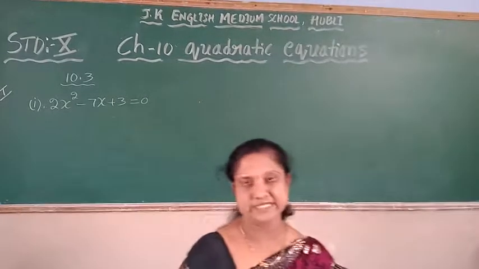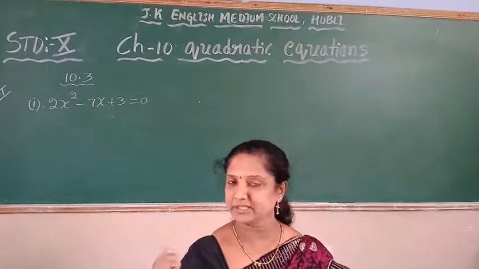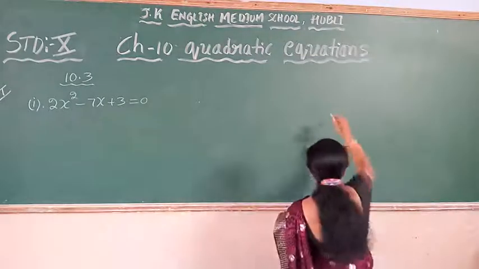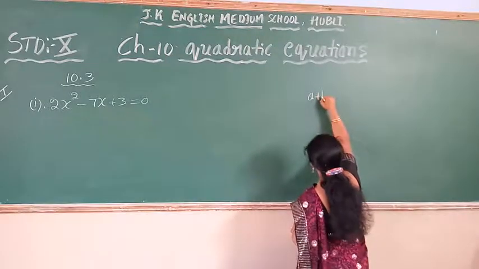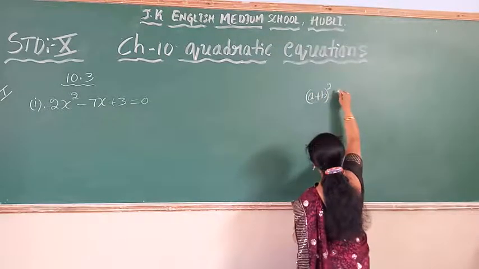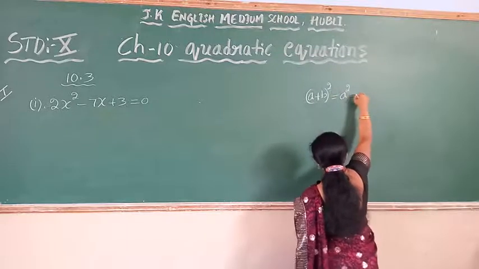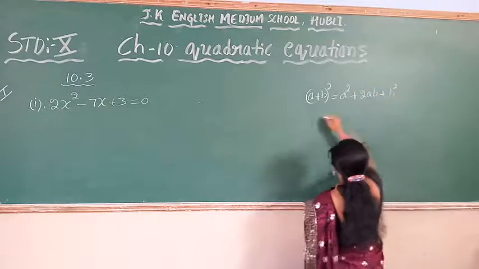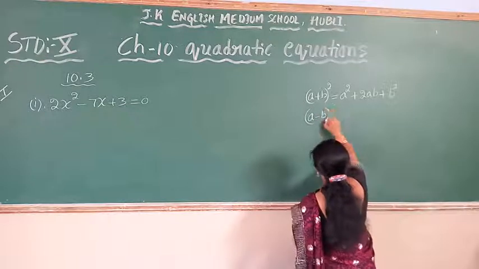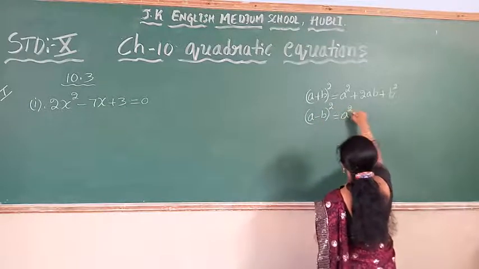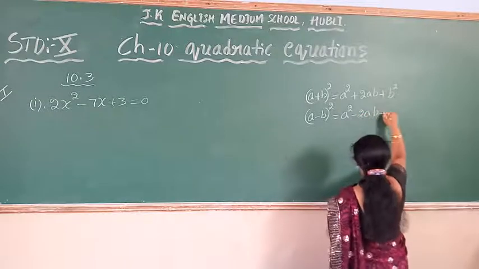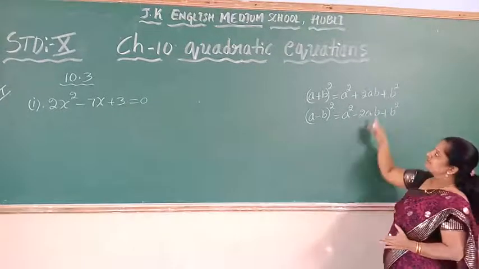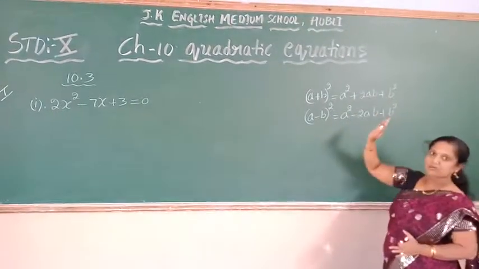You have learned some identities. The method name is completing the square method. So already you know some identities, children. That is, (a plus b) whole square is equal to a square plus 2ab plus b square. And another one, (a minus b) whole square is equal to a square minus 2ab plus b square. So here, these quadratic equations are in this form.